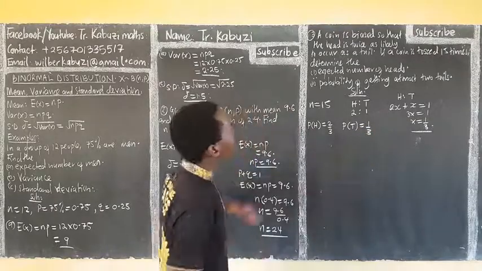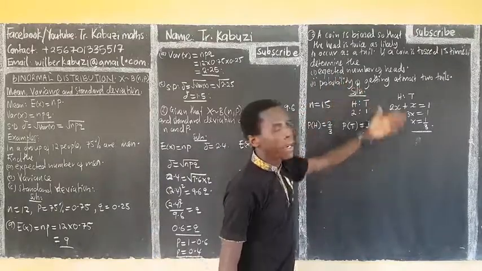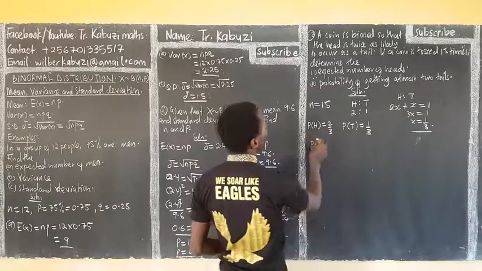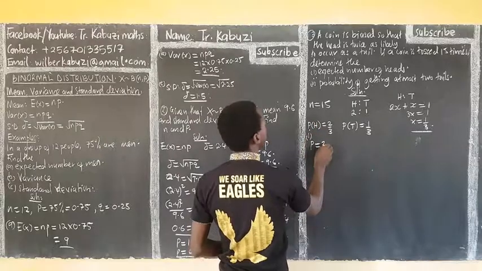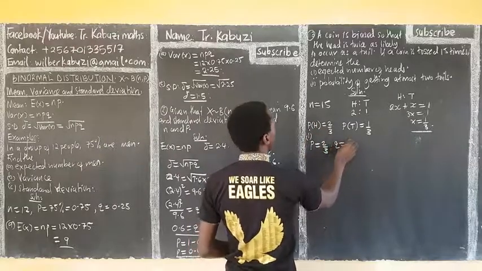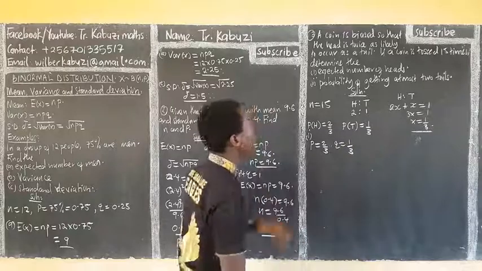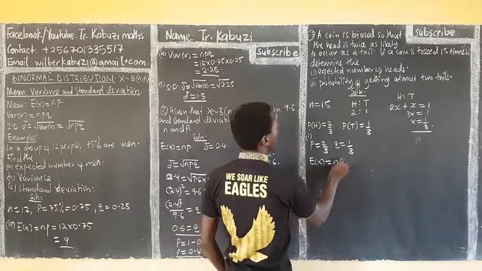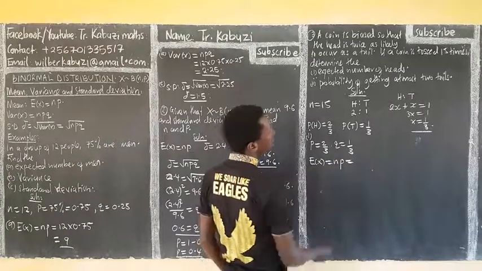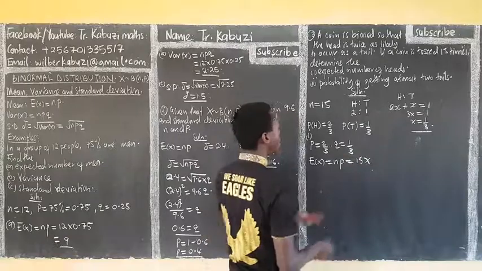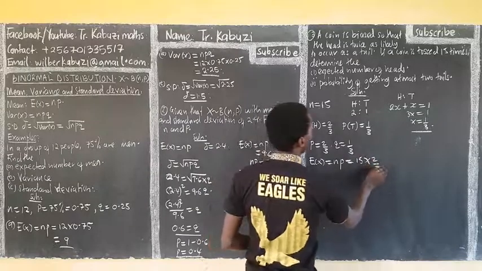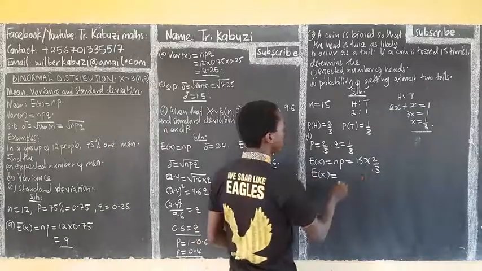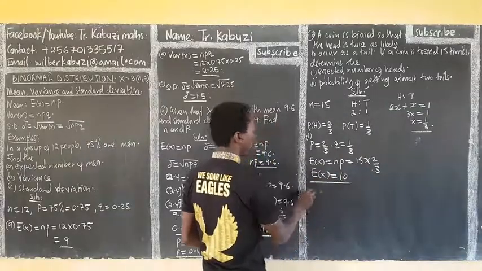But now, determining the expected number of heads means that our probability of success is for the head to occur, which is 2 over 3. So the failure here is going to be 1 over 3. So the expected number of heads they're asking for is np, where our n was 15 and our p, the probability of success, is 2 over 3, and so this is going to be 10.